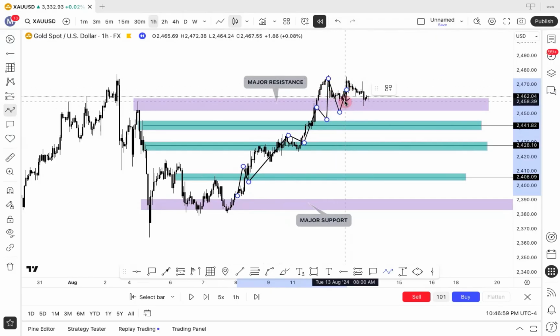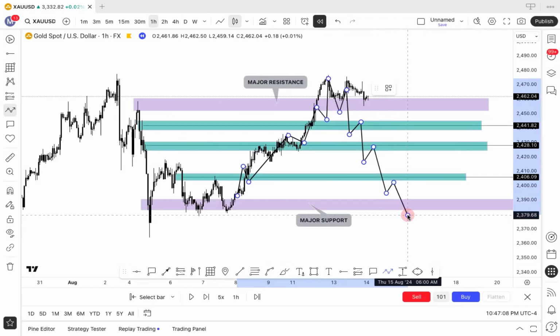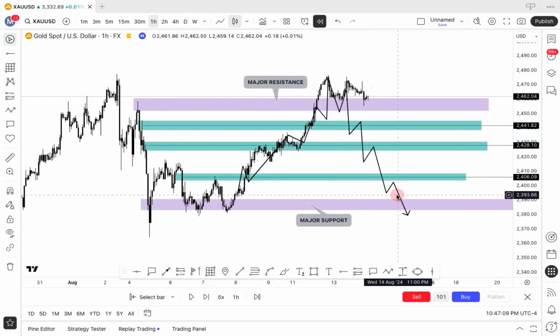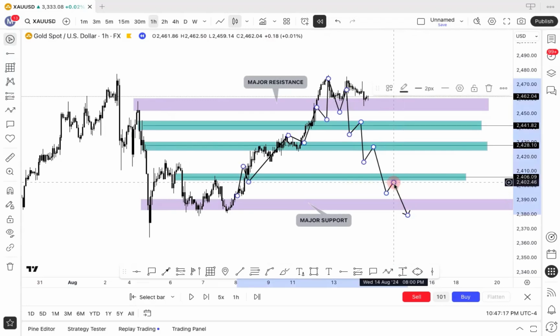Or if you know price is failing to break and we get a break of lows, maybe you can wait for a break and retest here, a break and a retest here, and so on and so on. Okay? That being said, guys, that is how you do major support and major resistance zones. It does not have to be complicated.